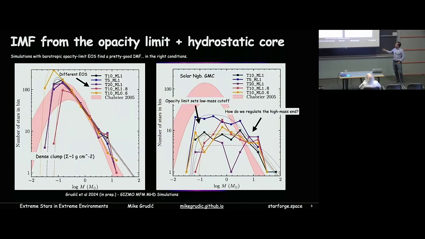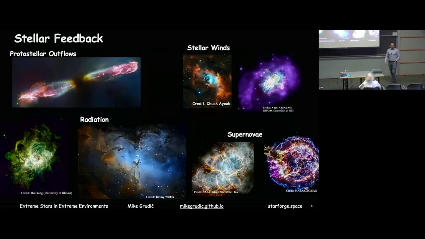So I still found that the opacity limit does affect the low mass cutoff that we get here, but we have all this high mass crap that we just need to get rid of if we want to match the IMF. So what are we missing? Well, we're missing feedback. Stellar feedback, in addition to regulating the properties of star formation and star clusters in galaxies, regulates the gas flows that feed individual stars. So you have protostellar jets, winds, radiation, and supernovae.